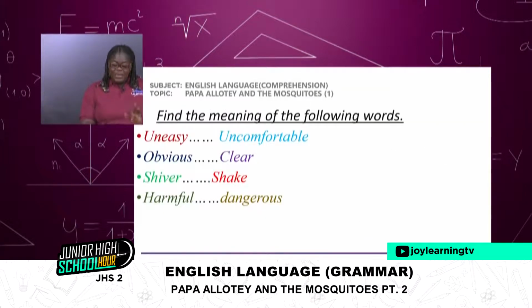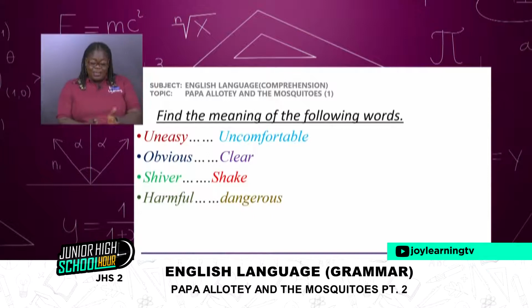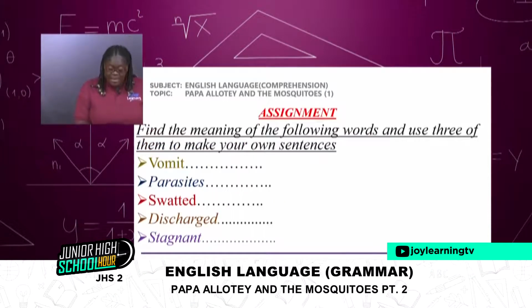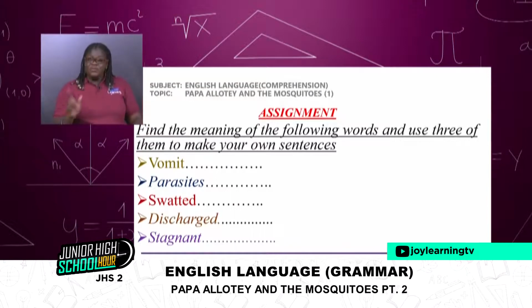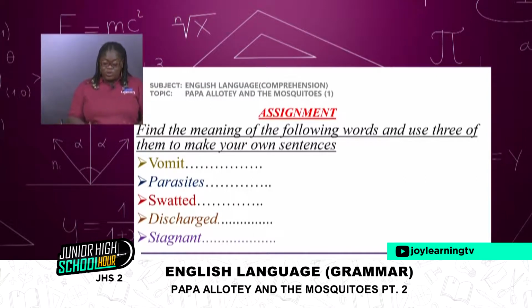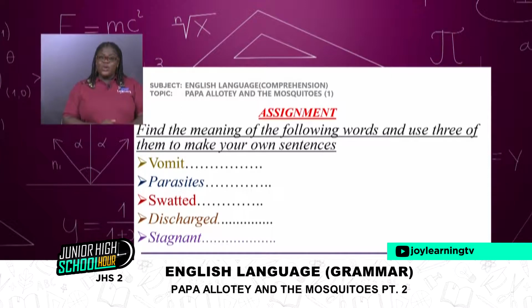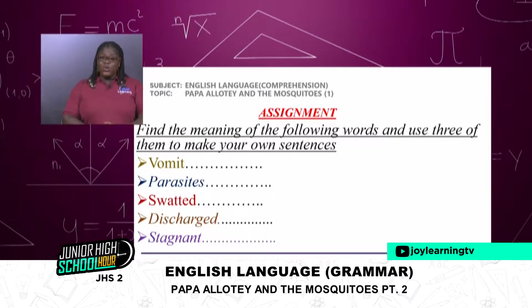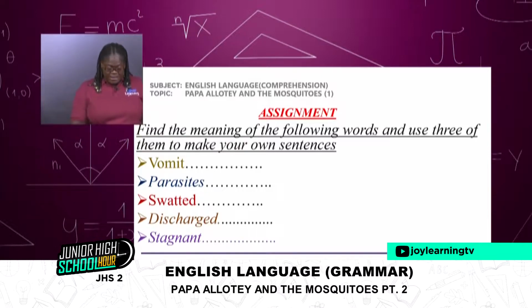And then I explained this. I gave my other meanings of those words. And then I give you this one as an assignment. Number 2, you are going to find the following meanings to these words. And then after that, you are going to use 3 of them to form sentences for me. So I have vomit, I have parasites, I have swatted, I have discharged, and then I have stagnant. So you're going to find the meaning of the following words and use 3 to form sentences for me.